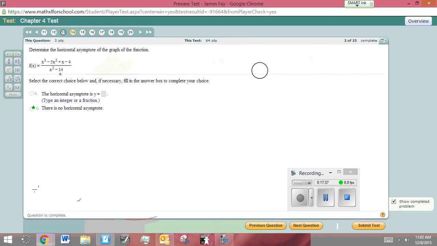Okay, here it wants to know where's the horizontal asymptote. Well, if I look at those two leading terms and the bottom's bigger, I don't have a horizontal asymptote. I have a slant asymptote, and I'd have to do a long division. So there is no slant or horizontal asymptote.